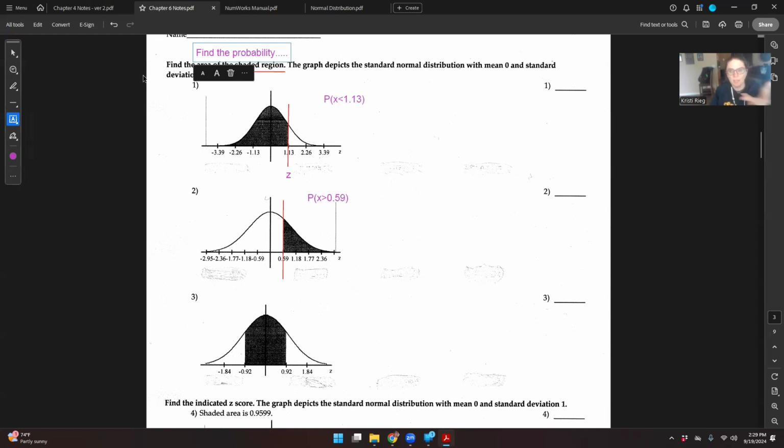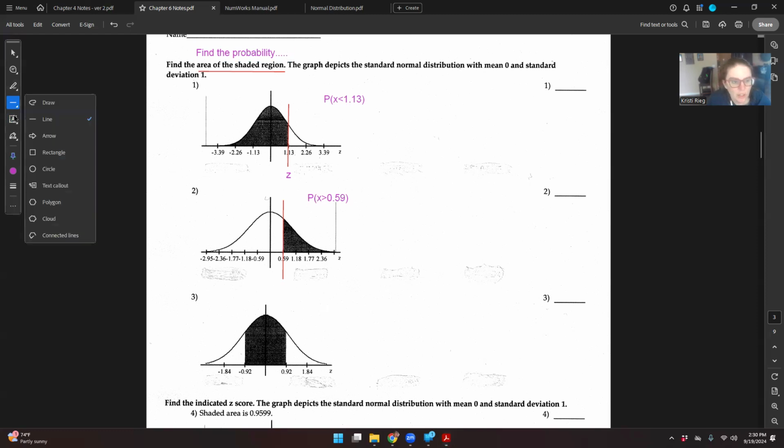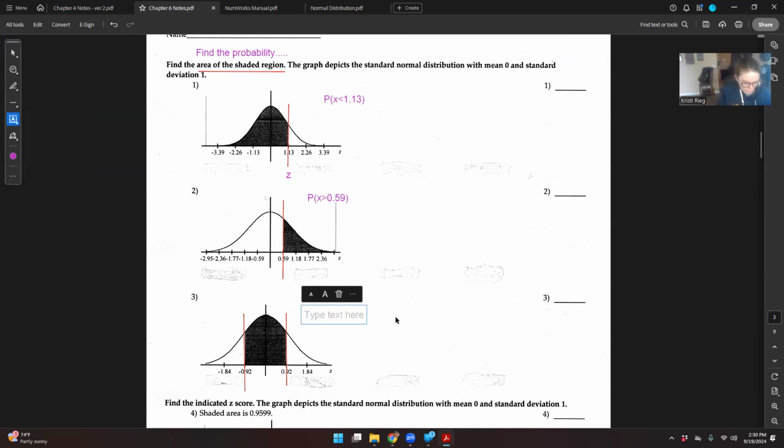Given whatever's going on in the picture. So again, this one's the probability that x is less than 1.13. This is x is greater than 0.59. And in this third picture, there are 3 scenarios: less than, greater than, or this third scenario would be in between. So the probability that we're in between, the smaller one would be negative 0.92 is less than x is less than positive 0.92. Okay, so those are not the answers. Those are the questions. And I wanted to have you see the written and the picture version of the questions because we're going to use both in the calculator.